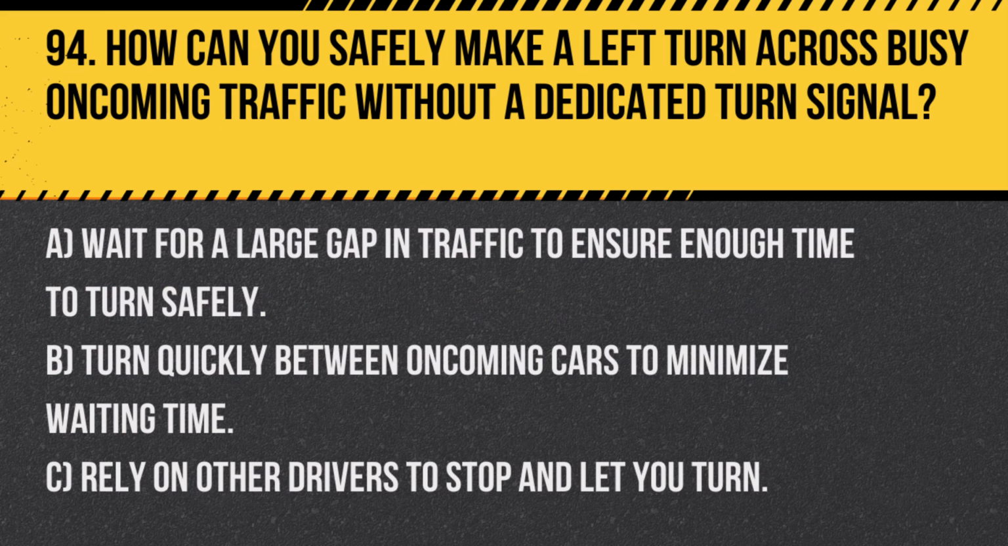Question 94. How can you safely make a left turn across busy oncoming traffic without a dedicated turn signal? A. Wait for a large gap in traffic to ensure enough time to turn safely. B. Turn quickly between oncoming cars to minimize waiting time. C. Rely on other drivers to stop and let you turn.